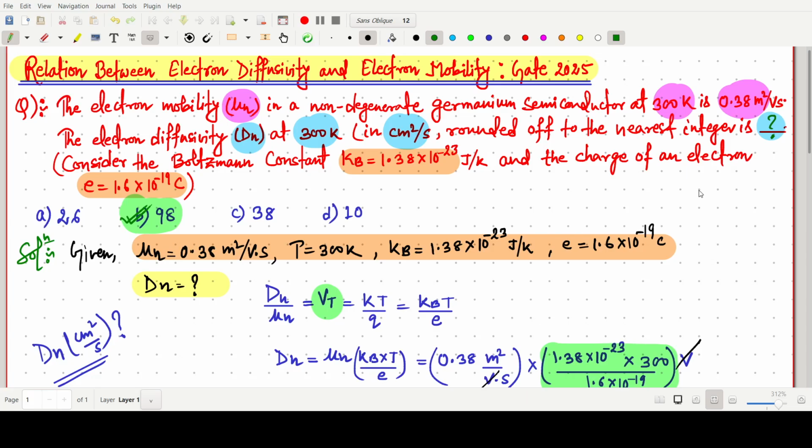The thing is that we have to know the formula: Dn by mu n equals Vt, or simply KT by Q, or KB T by Q, or by E. This is the important formula that we have to remember. So this is all about this question.